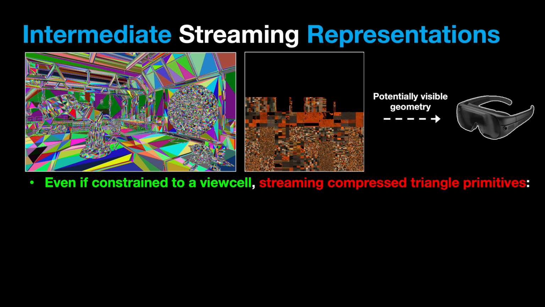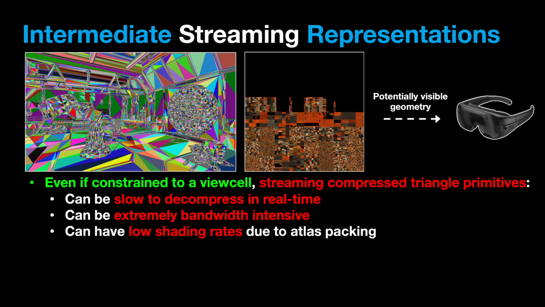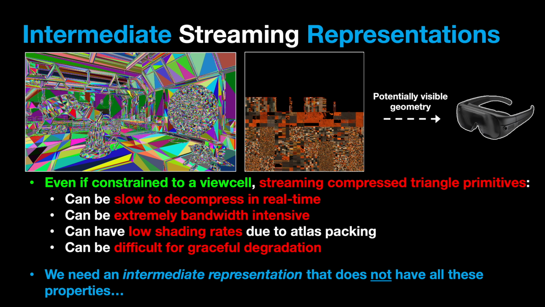To stream geometry efficiently, we avoid sending raw triangles, as they are bandwidth intensive, offer limited shading flexibility, and don't degrade well under fluctuating network conditions. Instead, we use a proxy representation that enables high-quality rendering while consuming less bandwidth and adapting more gracefully to network variability.